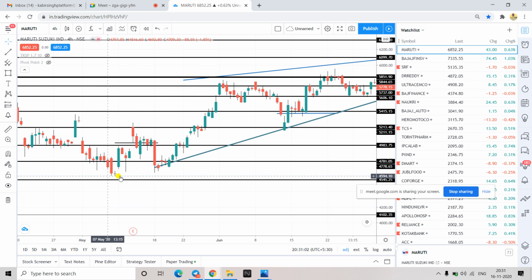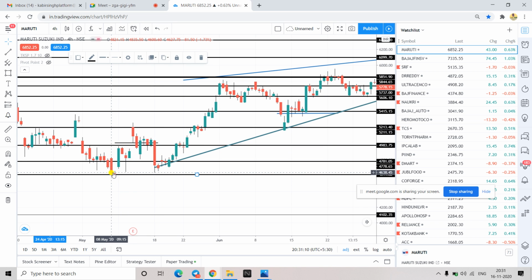So this is double bottom. Okay, this is one bottom. This is again one bottom. This is the pullback high. Able to follow? If I take it a little bit further, this is bottom one, this is bottom one, this is the pullback, and whenever the high of the neckline is broken, you can go long. Okay, this is right.